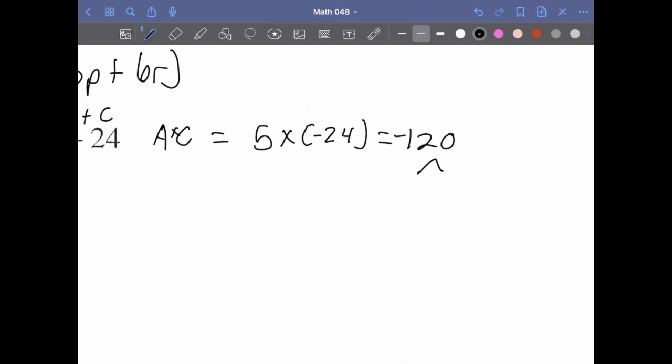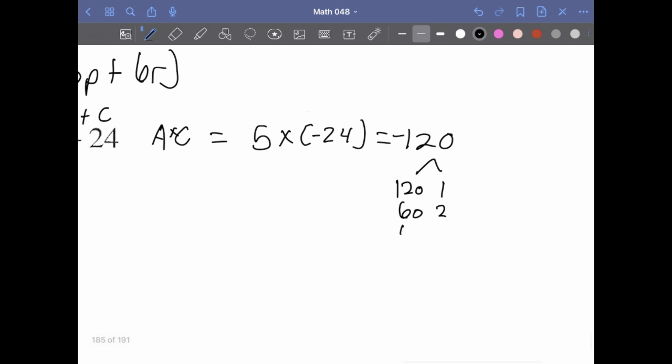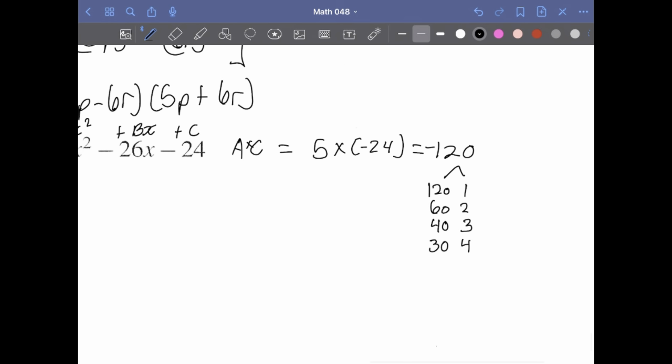I'm going to start with 120 and 1, 60 and 2, 40 and 3, 120 divided by 4, 30 and 4. Okay, they need to add up to negative 26.